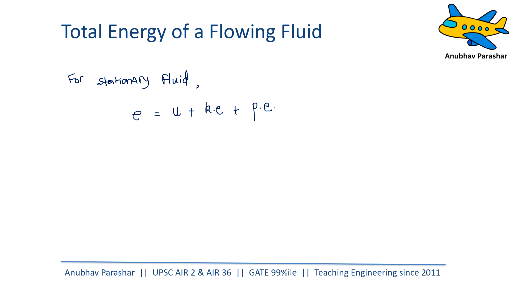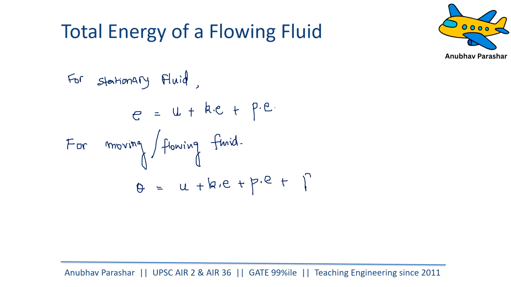Now, once the fluid starts moving, it has an additional energy for moving or flowing fluid. We write it as theta. So this is equal to u. This energy will already be there, but along with it, we have another form of energy, that is P into V.